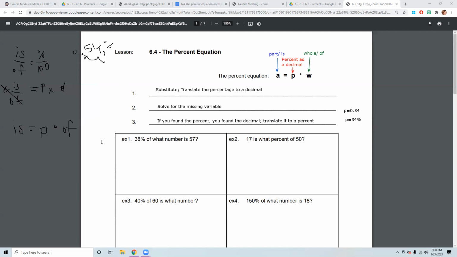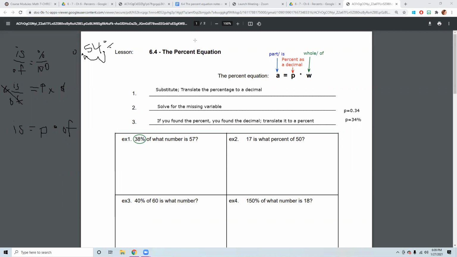All right, so let's talk about example 1. So we are using this percent equation. Remember, this is the part, this is the percent, and this is the whole. So when I'm reading this statement here, I can easily spot out the percentage. We have 38%. And so I'm going to go ahead and circle that because that one's easy to identify.